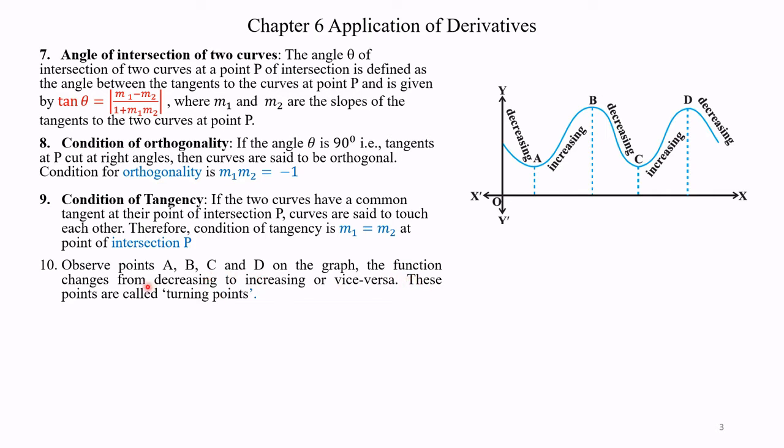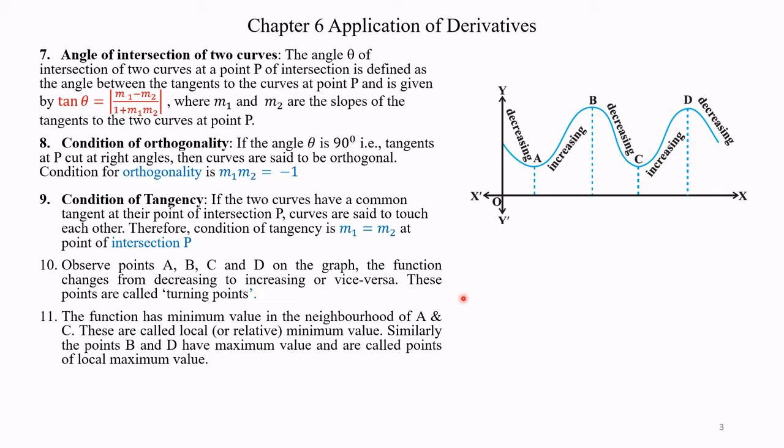The function changes from decreasing to increasing or vice versa. These points are called turning points. So, point A, point B, point C and point D as shown in the figure are the turning points. The function has a minimum value in the neighborhood of A. See here, A is a trough, that is a minimum. So, the point A has a minimum value in its neighborhood, and C has a similar condition.